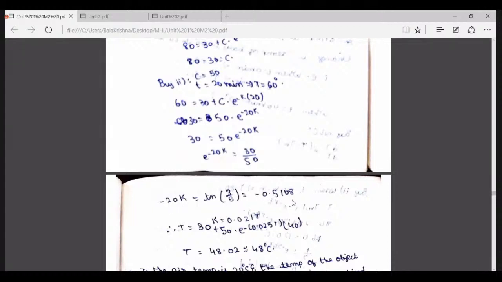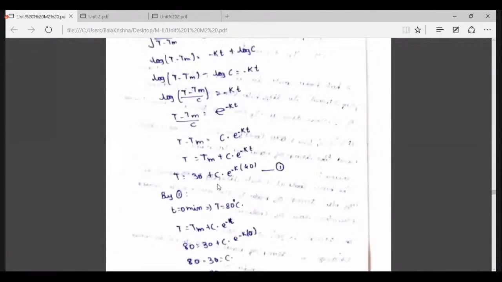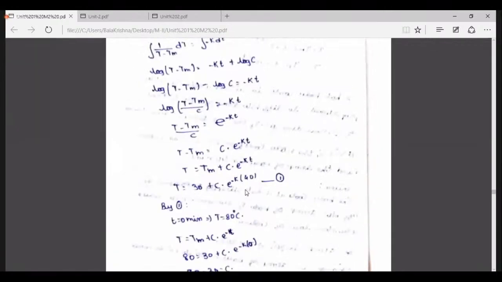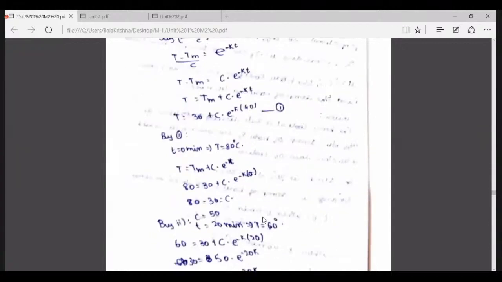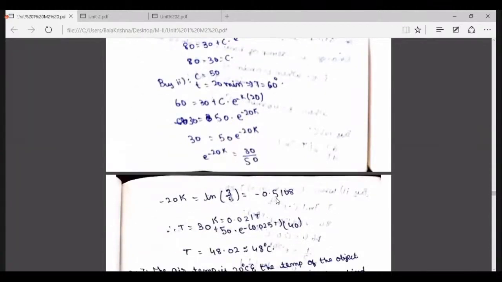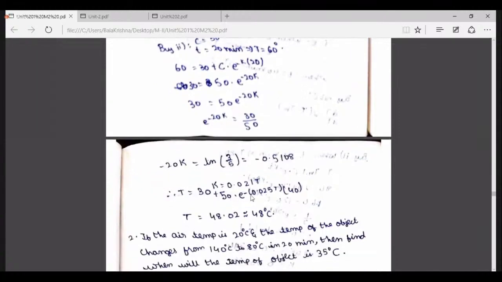So use the ln button in the calculator, so that you will get that k value. Once you have this k value and C value, substitute in your equation, and that is your answer. In this we require C and k value. So using the first condition, you got C value as 50, and from the second condition k value we have as minus 0.05108. So substitute there, you will get the answer. Is this clear? Is it clear now? Very simple and easiest problems which you are not supposed to neglect. Very, very simple and very important problems.